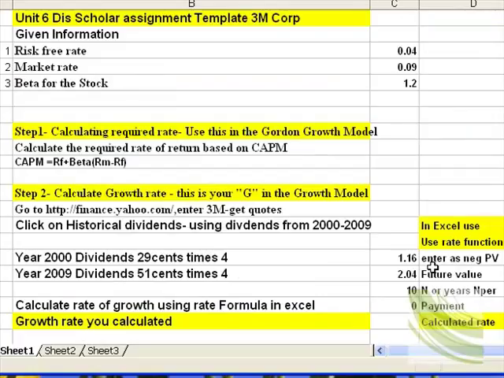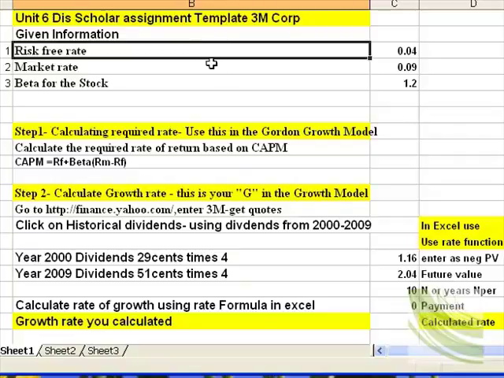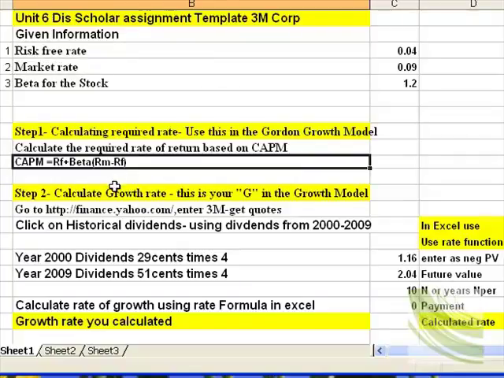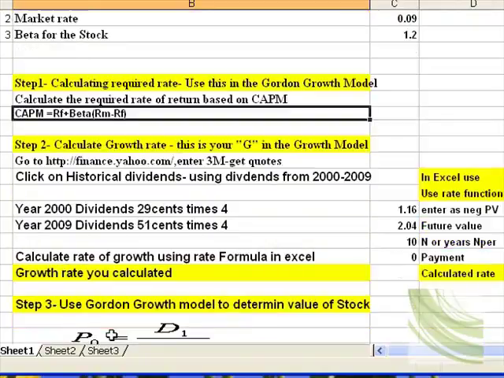Okay, so let me go over once again. Risk-free rate is 4%, market rate is 9%, beta is 1.2. Plug this in this formula. Risk-free is 4 plus 1.2 beta times 9%, which is your market, minus the 4%. Calculate that amount, and that's your required rate of return. That's what you're going to use for the rate in the last step of this calculation.